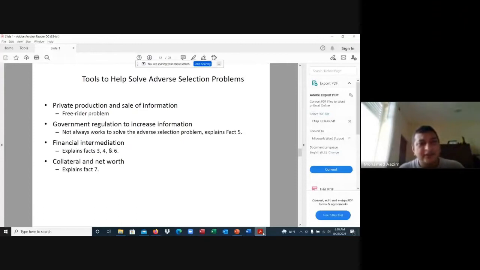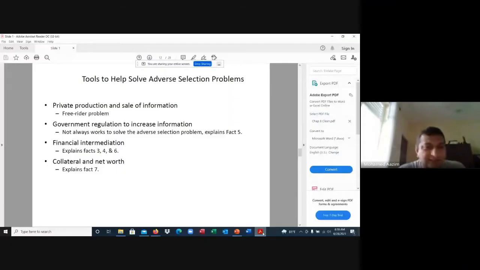Then the financial intermediation itself. We talked about direct and indirect finance. Financial intermediation is indirect finance, and that explains facts 3, 4, and 6. You can go back to facts 3, 4, and 6 and try to relate how the financial intermediaries solve those concerns. To say it very clearly, look at the facts again: 3, 4, and 6. Indirect finance is financial intermediation.